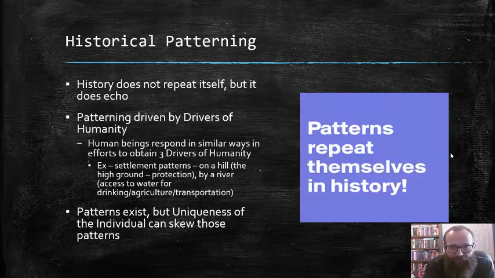Patterns exist, for sure, but the uniqueness of the individual and the unpredictability of the choices that peoples and societies make can skew those patterns, which again is one of the reasons why history is very difficult to use as a predictive tool. It can be used in a general sense, but it's very hard to predict specifically how things may play out just because of the uncertainty of those things.